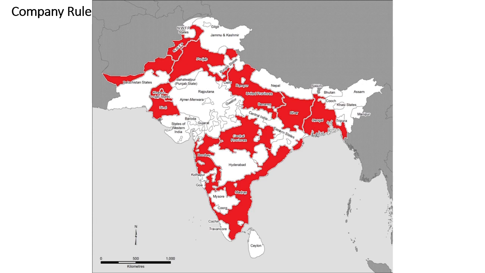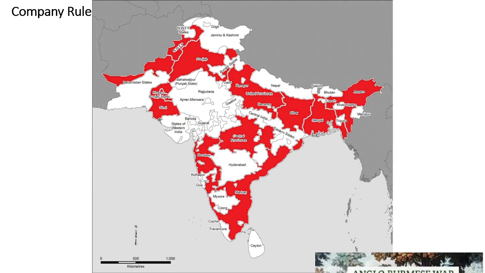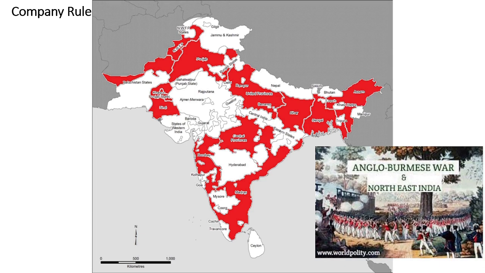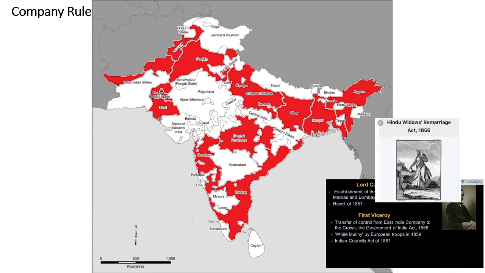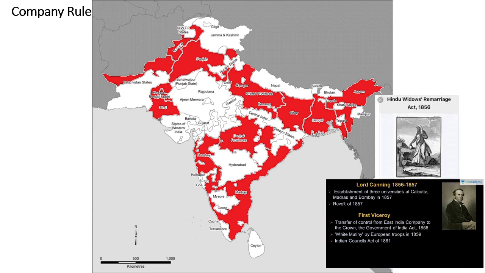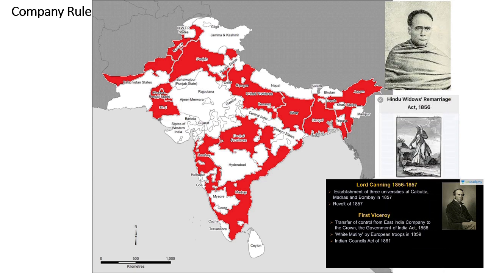The East India Company continued to extend their jurisdiction territory. They captured Assam through the Anglo-Burmese War, and thus almost all the provinces are directly or indirectly ruled by the East India Company. Lord Canning came as the last Governor General of India in the year 1856, just before the Sepoy Mutiny 1857. He brought Hindu Widows Remarriage Act 1856 with the advice of our hero Ishwar Chandra Vidyasagar.